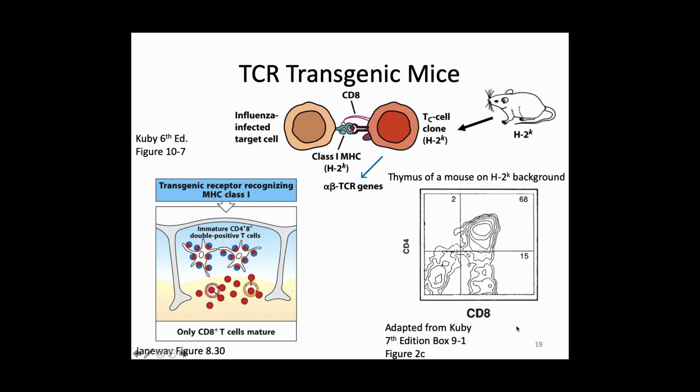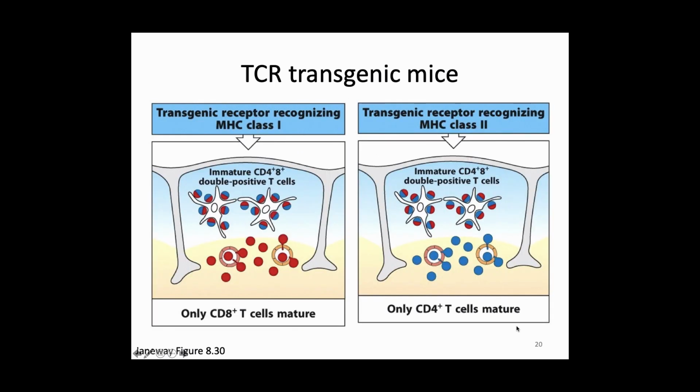This mouse would, again, probably be quite unhealthy. It would not be able to live in the real world, only in a nice, clean lab environment. But we could use it for a lot of purposes. We could use it as a source of cells, and we can use it to help us understand T cell development.